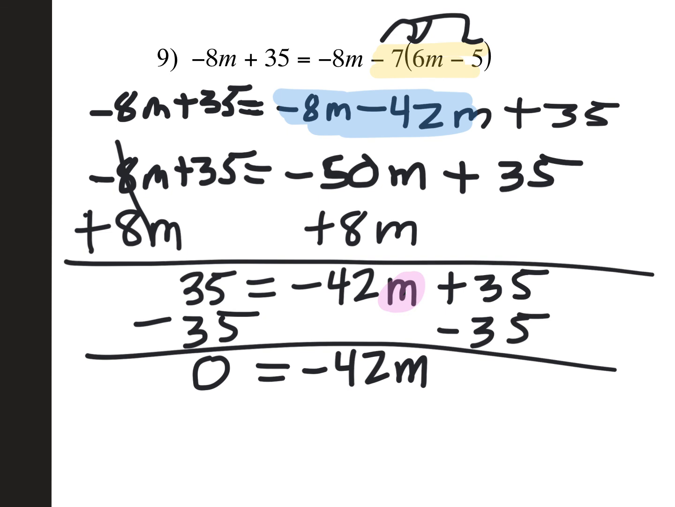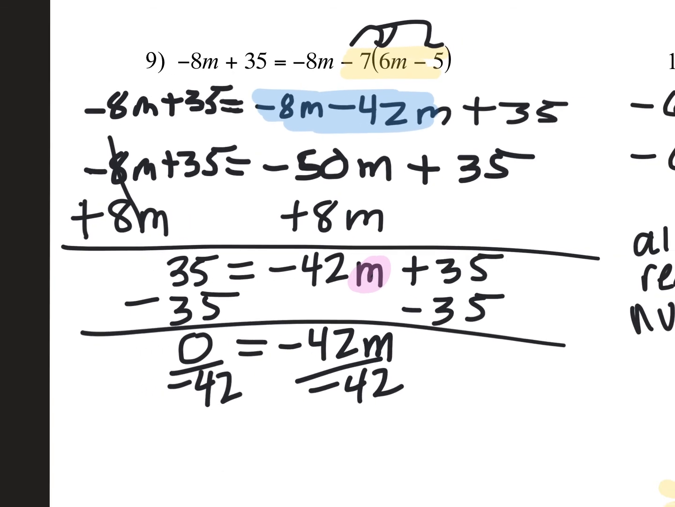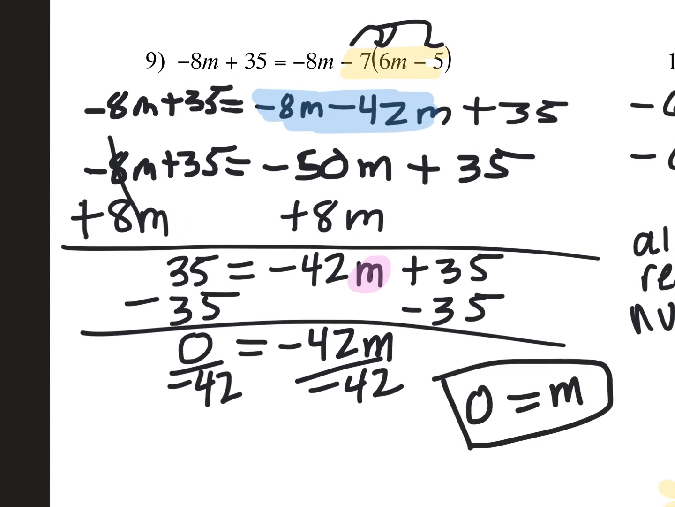How do you cancel out the negative 42? This is old news. Divide. Yes. Old news. So 0 divided by 42 gets you m is equal to 0.